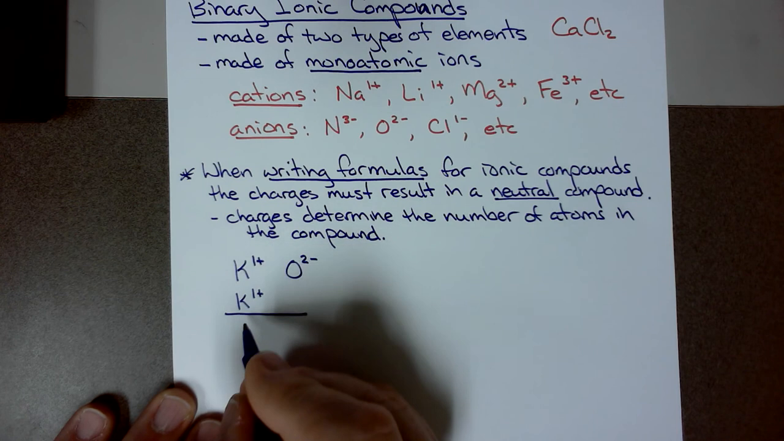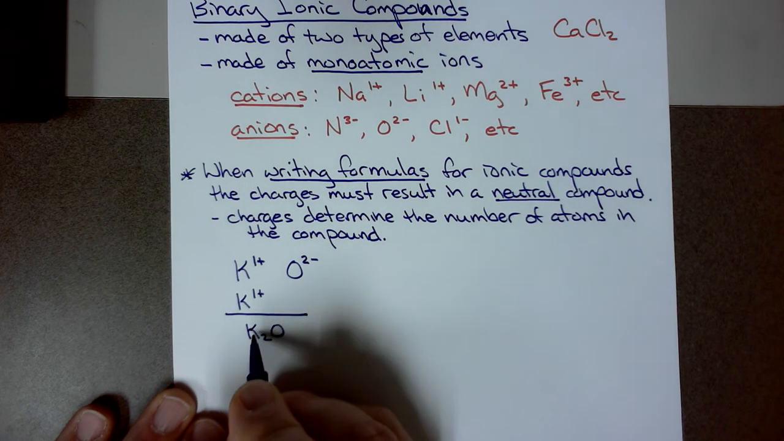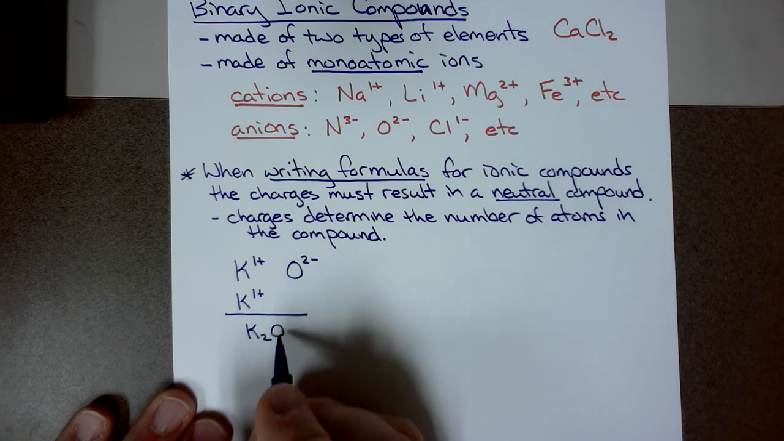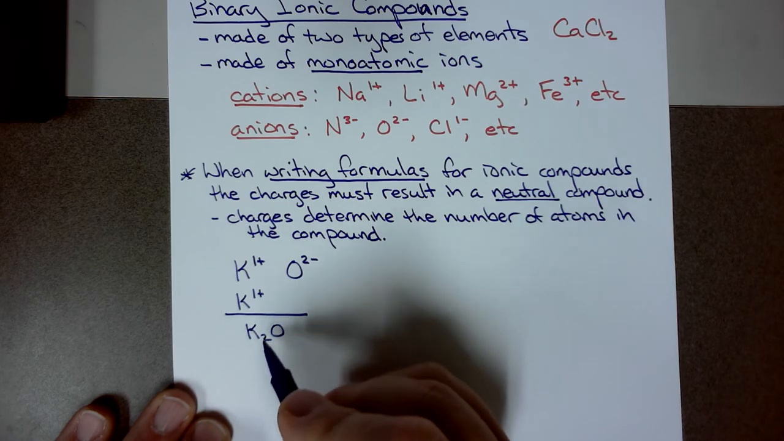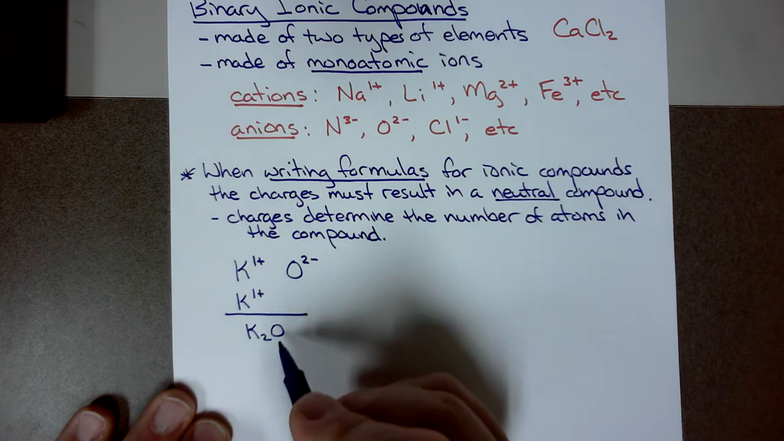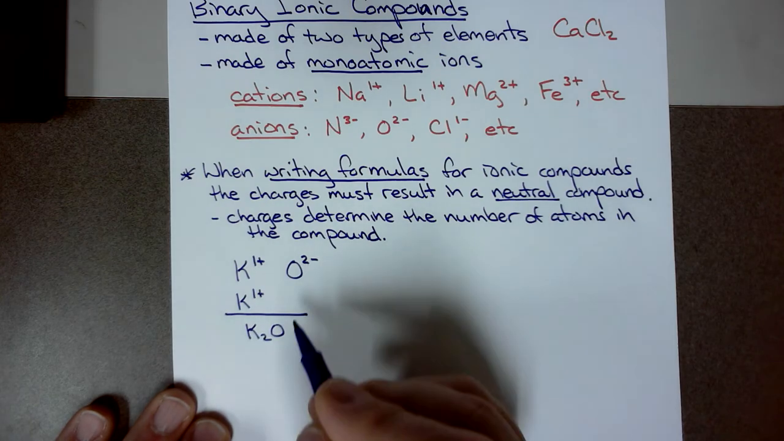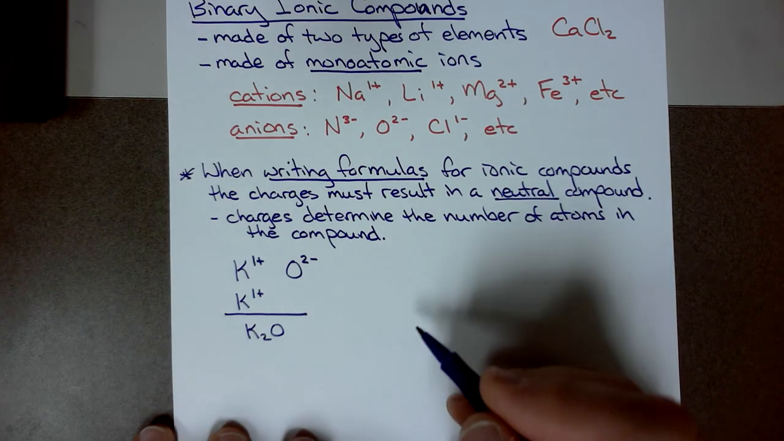So when I write this, I would write it as K2O. The subscript tells me how many of these atoms I need. So I need 2 potassiums and 1 oxygen. When I look at it, again, the logic is that I have 2 times 1 plus, so that's a 2 plus, 1 times 2 minus, 2 minus, 2 plus and 2 minus makes 0 or neutral. Let's look at another one.